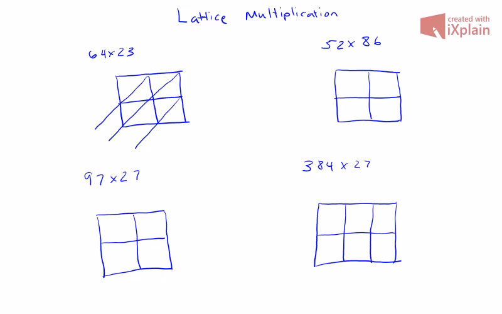So you have 64 and you have 23. And now you're just going to multiply the two numbers that meet in the box. So in this case, the 2 and the 6 meet in this box here. So 2 times 6, which is 12. And you see how I put the 1 for the tens in the top and the 2 for the ones in the bottom. Now we have 4 times 2, which is 8. So I have nothing in the tens, 8 in the ones.